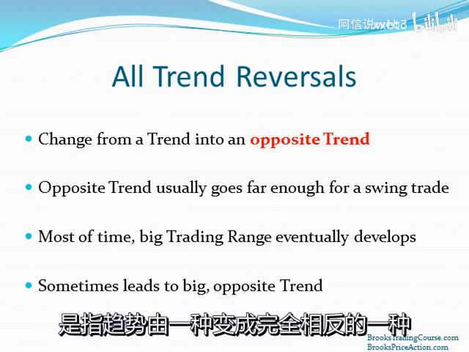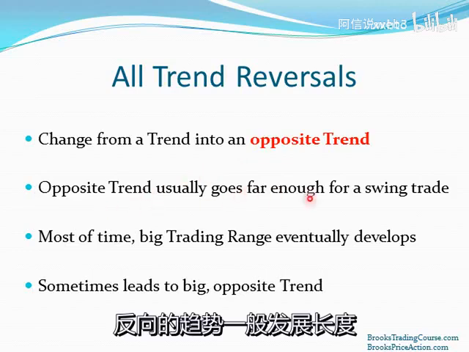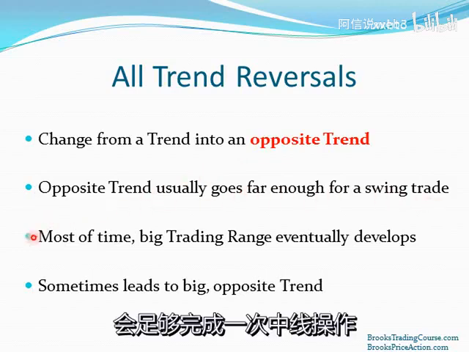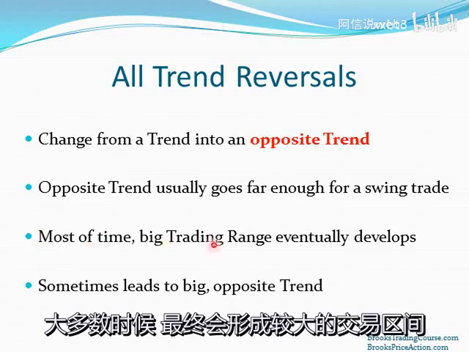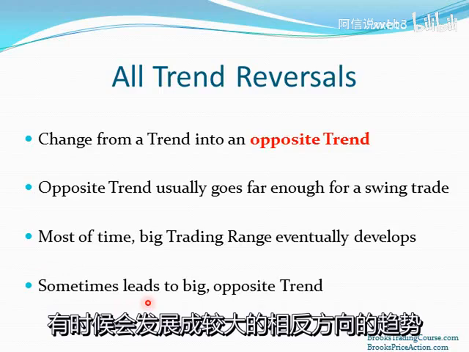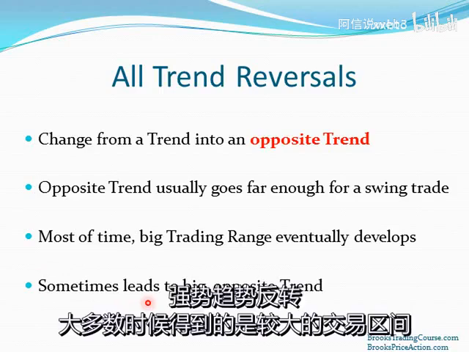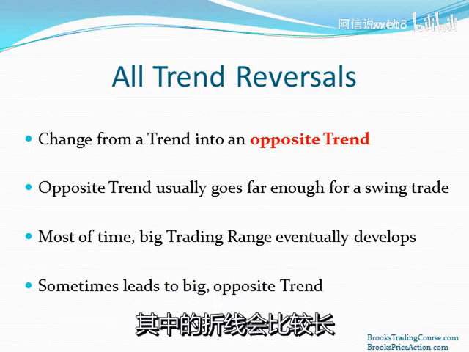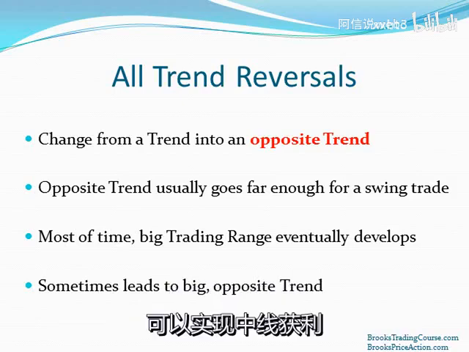All trend reversals are a change from a trend into an opposite trend. The opposite trend usually goes far enough for a swing trade. Most of the time, a big trading range develops. Sometimes you get a big opposite trend following a major trend reversal. Most of the time, you get a big trading range where the legs are big enough to take swing trades.